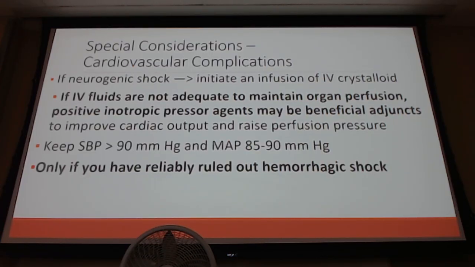And then neurogenic shock, we don't need blood for it. Crystalloids are going to be our IV fluid of choice for these patients. If we're not able to control it, then we can add on a pressor. We usually keep their MAP and blood pressure within just a normal range. It's not like over 110 as with head injuries.